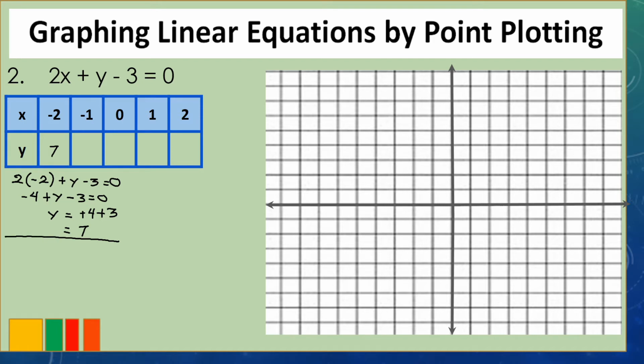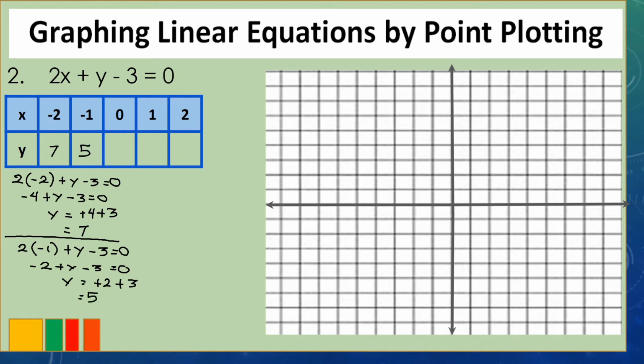Second ordered pair, in which x is negative 1. 2 times x, where x will be negative 1, plus y minus 3 equals 0. So this will become negative 2 plus y minus 3 equals 0. Again, by addition property of equality, add the opposite of negative 2 and negative 3 to both sides, which is positive 2 and positive 3. y will be 5. So here, this will be 5.